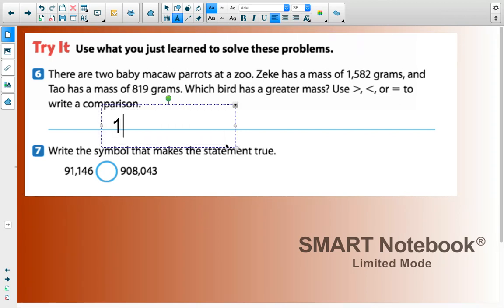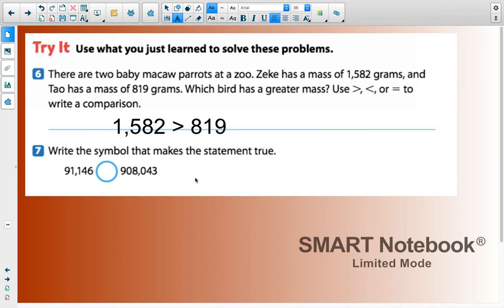So I've got 1,582, then my other number doesn't have a thousands place. What you need to understand is if there's nothing there, you can write a 0 to hold that place. The thousands place has a 0 in it. 0 means nothing. So I can write that if I want to, but I don't have to. If this number has 1 and this number has a 0 in the thousands place, it's pretty easy to know which one is bigger. This number, 1,582, is greater than 819.